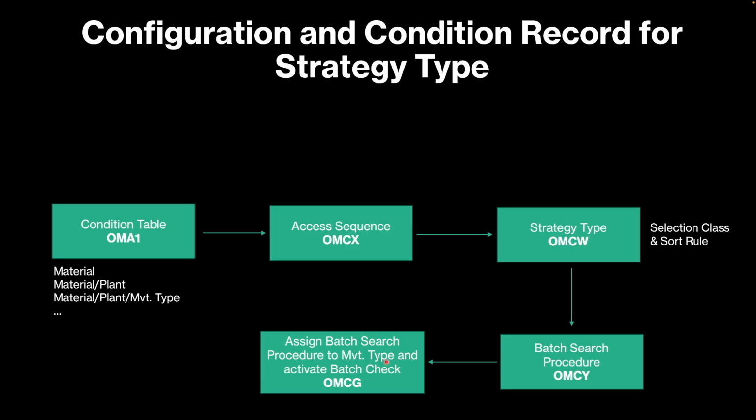This is the most important step, that this search procedure you will assign to the movement type, and then you will activate the batch check. So you can see this connection will tell the system for which movement type the batch determination has to happen. And once this batch search procedure is determined, the strategy type will get determined from this batch search procedure. And against this strategy type, you will maintain something called condition records.